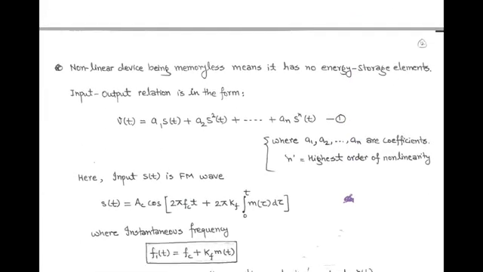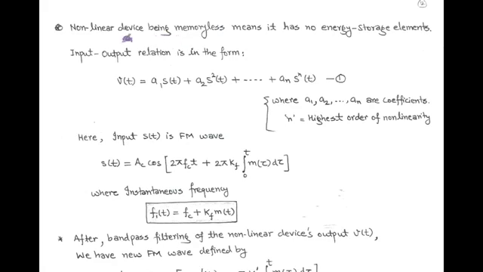Now, we explain this mathematically. First, we consider the memoryless nonlinear device. Memoryless means it has no energy storing elements such as an inductor or capacitor. The input-output relationship is of the following form: the output of the nonlinear device is v(t) equals a1 s(t) plus a2 s(t) squared, up to an s(t) to the power n. Here s(t) is the input, the narrowband FM wave, and a1, a2 up to an are called coefficients, having n as the highest order of nonlinearity.